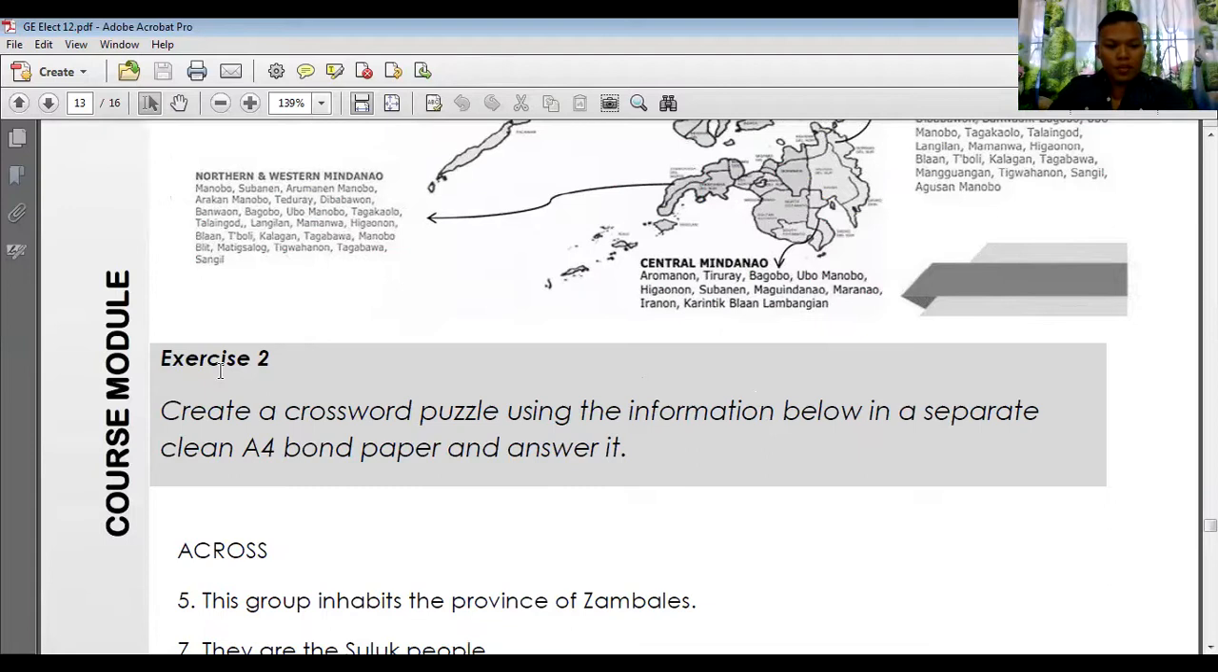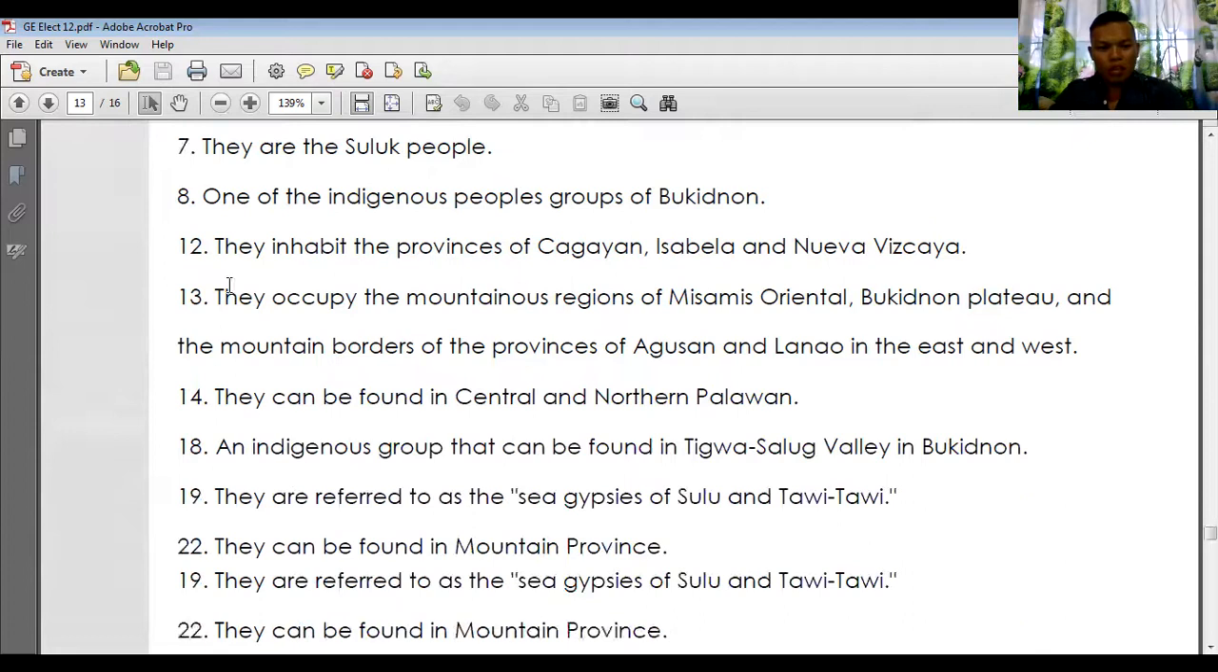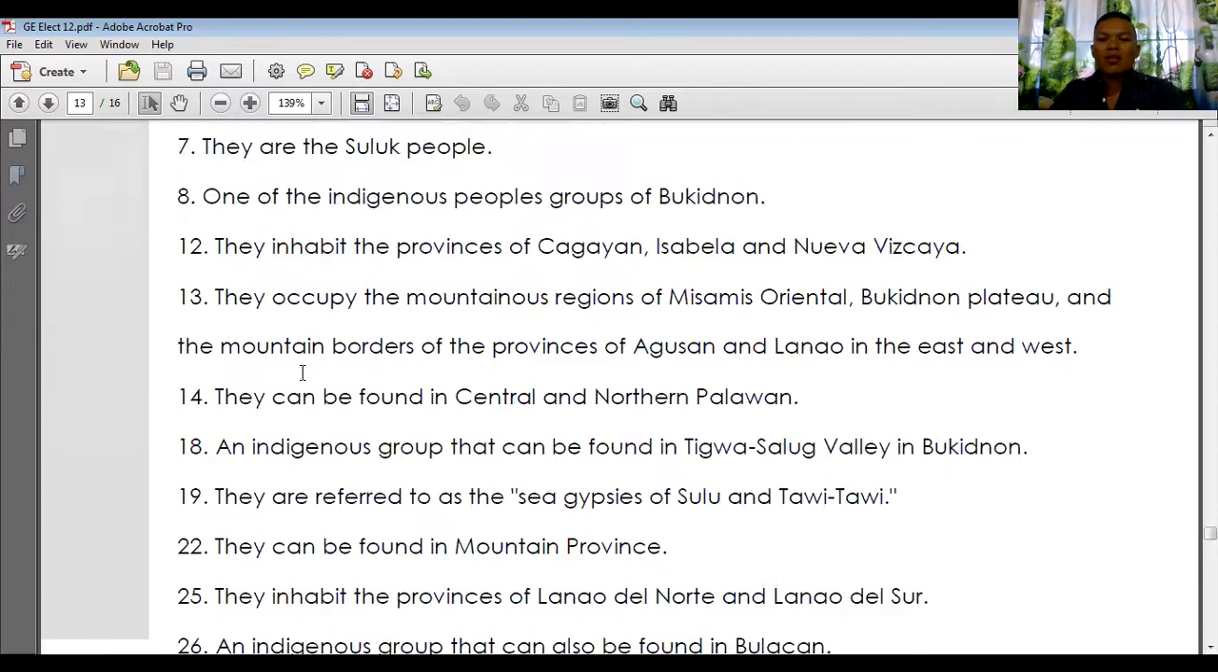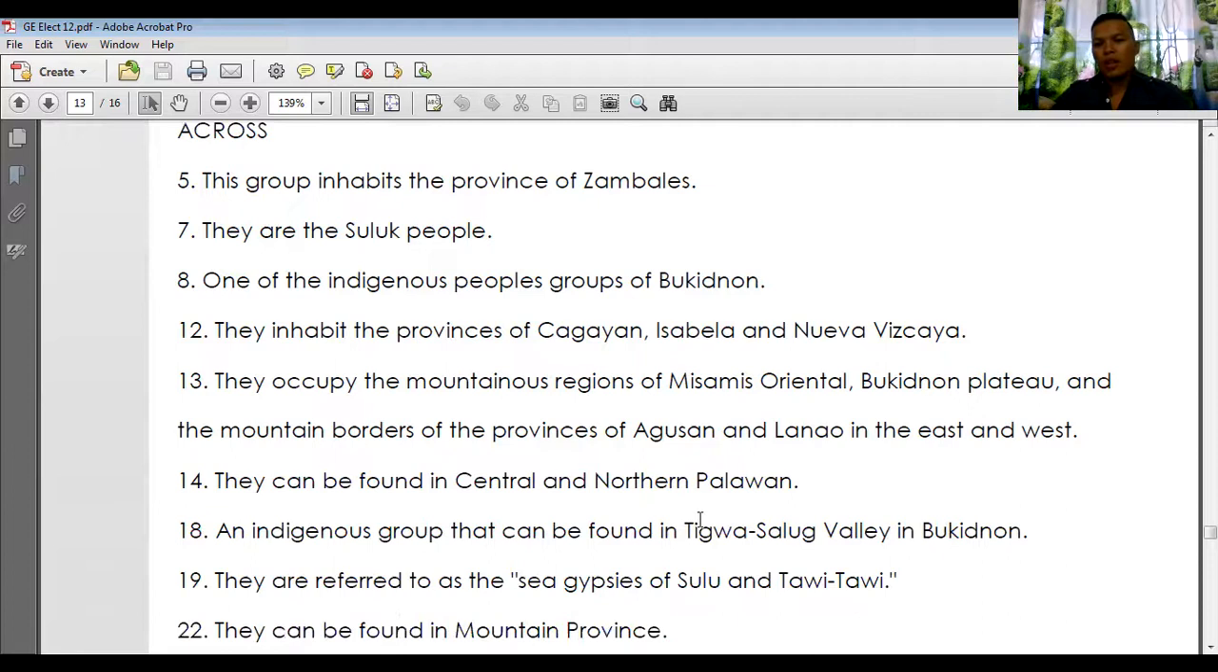So, in this topic we have two exercises. First, you create a crossword puzzle using the information below in a separate clean A4 bond paper and answer it. You make your own, so you can have 5 across, 7 or 8, then 12.